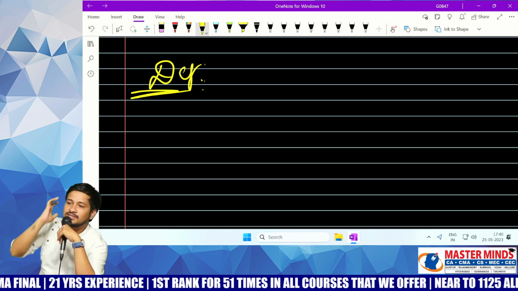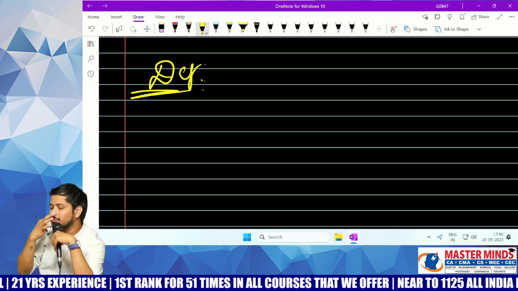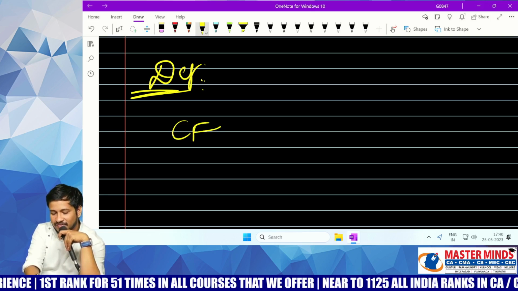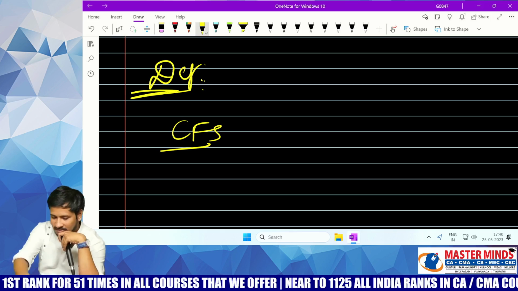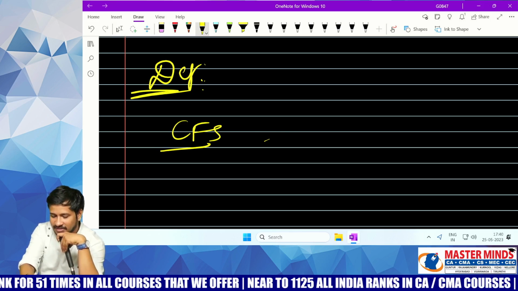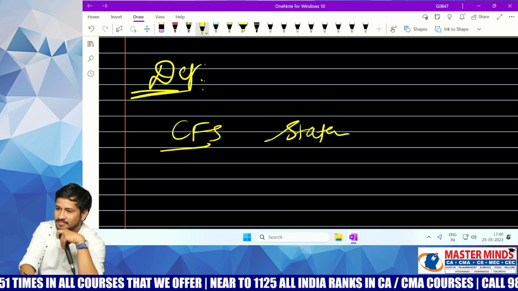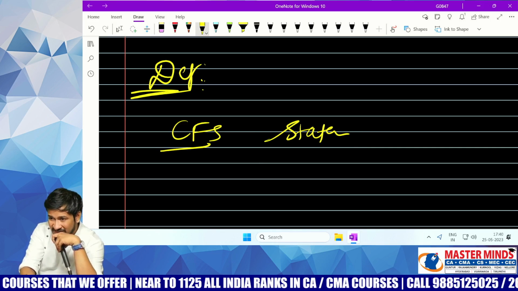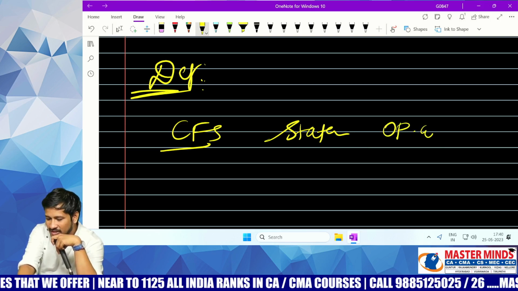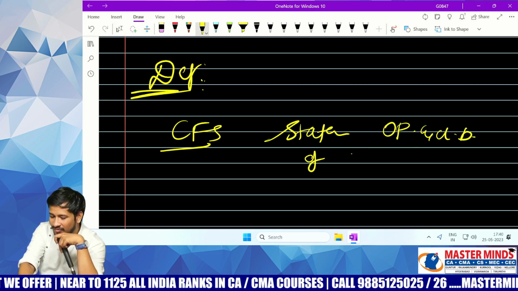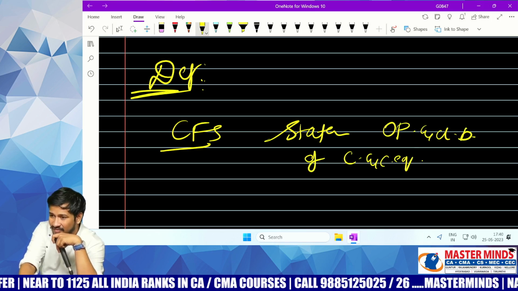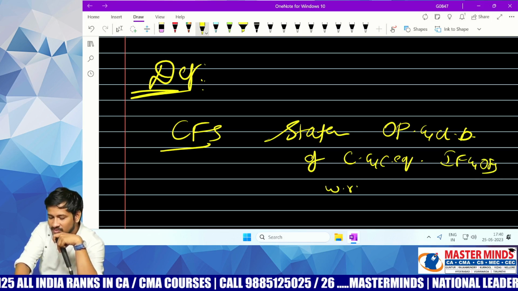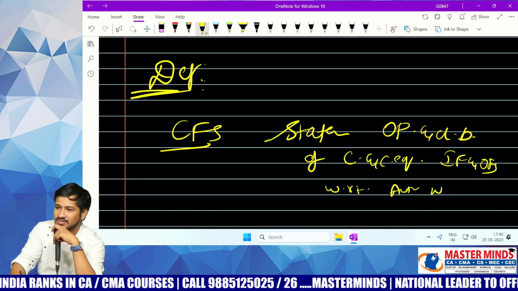Okay, moving on to the next thing, definitions. What is the name of our chapter? So first of all, you have to learn what is the definition of cash flow statement. The name itself is telling: cash flow statement is a statement which reconciles, very, very important, the opening and closing balances of cash and cash equivalents through inflows and outflows with respect to activity-wise.